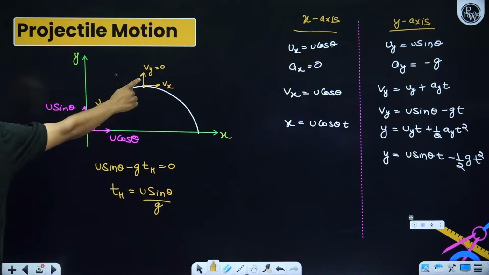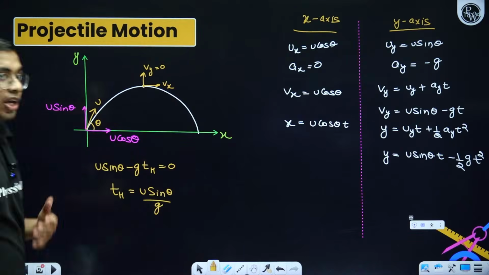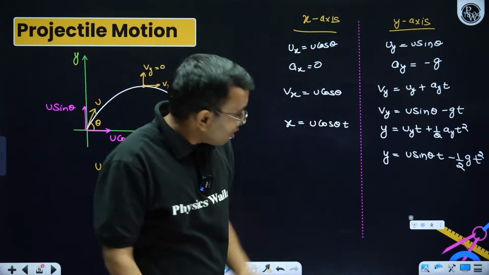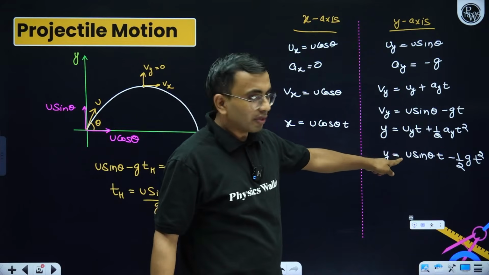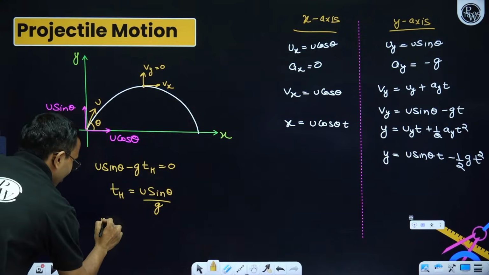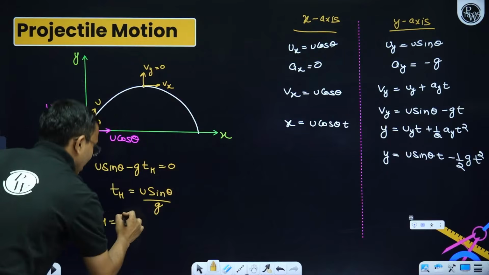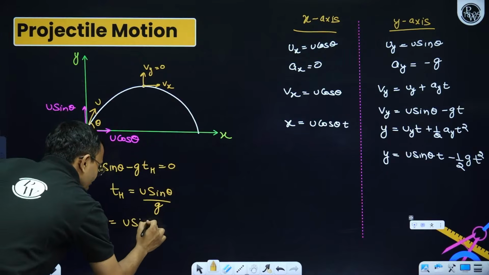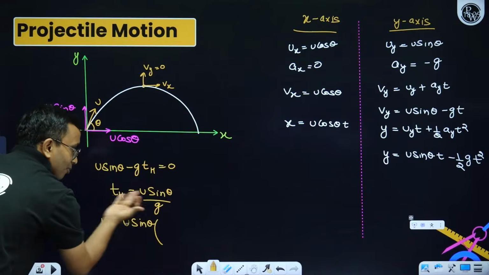At this point, the particle will be at maximum height. If I ask you what that maximum height will be, you put that time in the equation of y. You need that y coordinate. So your maximum height will be u sin theta into t, where t is the time of maximum height.